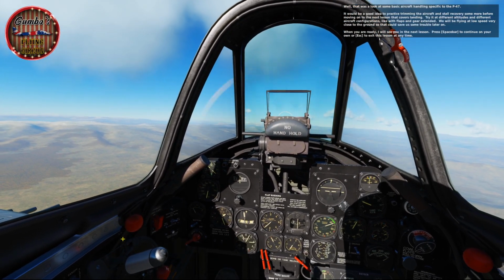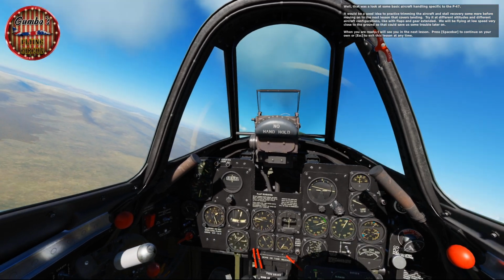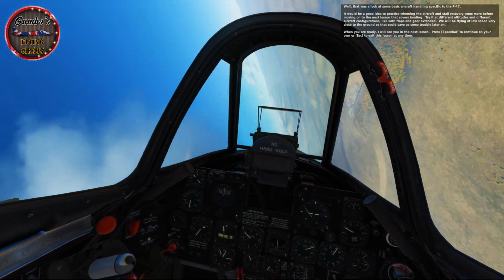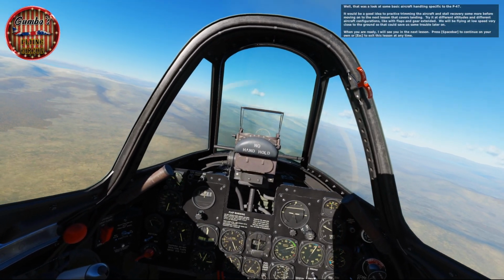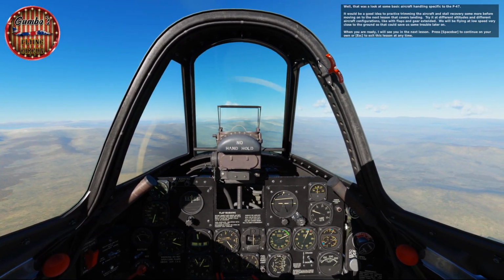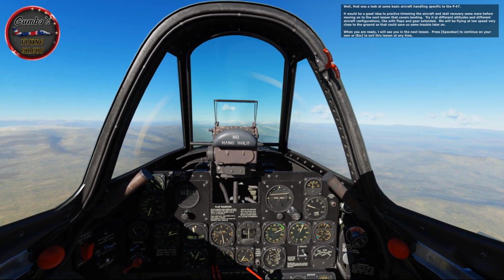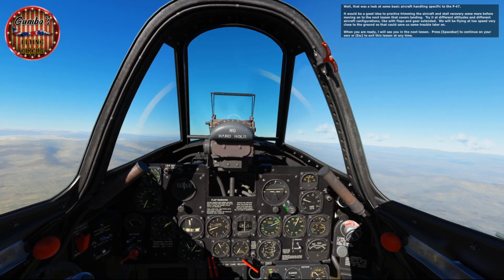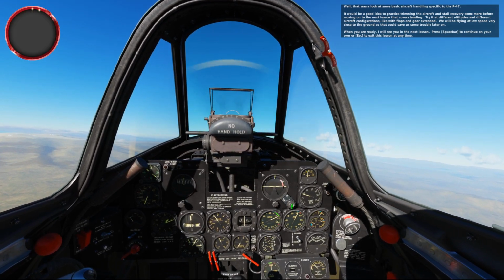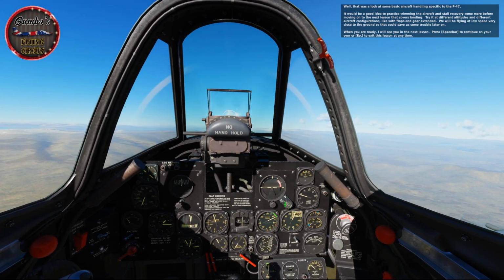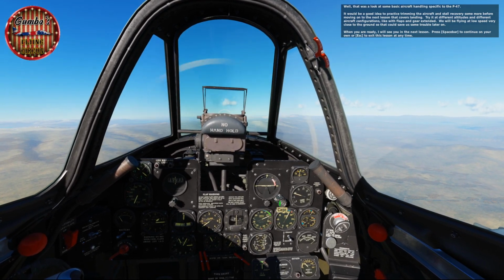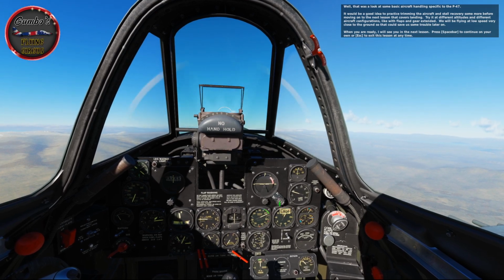Well, that was a look at some basic aircraft handling specific to the P-47. It would be a good idea to practice trimming the aircraft and stall recovery some more before moving on to the next lesson that covers landing. Try it at different altitudes and different aircraft configurations, like with flaps and gear extended. We'll be flying at low speed very close to the ground, so that could save us some trouble later on. When you're ready, I'll see you in the next lesson. Press spacebar to continue on your own, or escape to exit this lesson at any time.